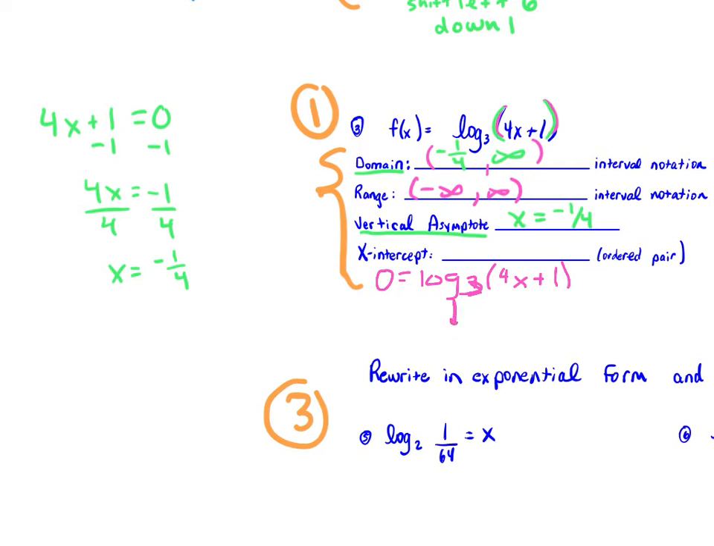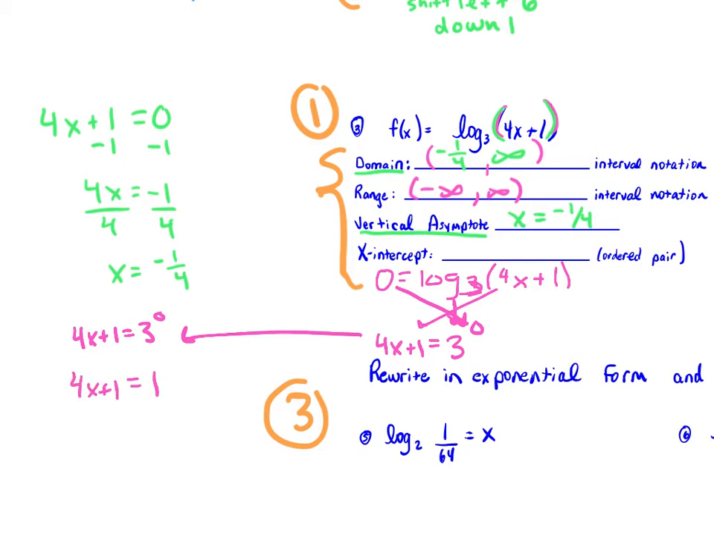So our base goes down to the middle, 3, it's equal to, when we switch the left and the right. So 4x plus 1 is equal to 3 to the power of 0. I'm going to move it over here so I have more room. What's 3 to the power of 0? 1. Anything to the power of 0 is 1. So we have 4x plus 1 is equal to 1.